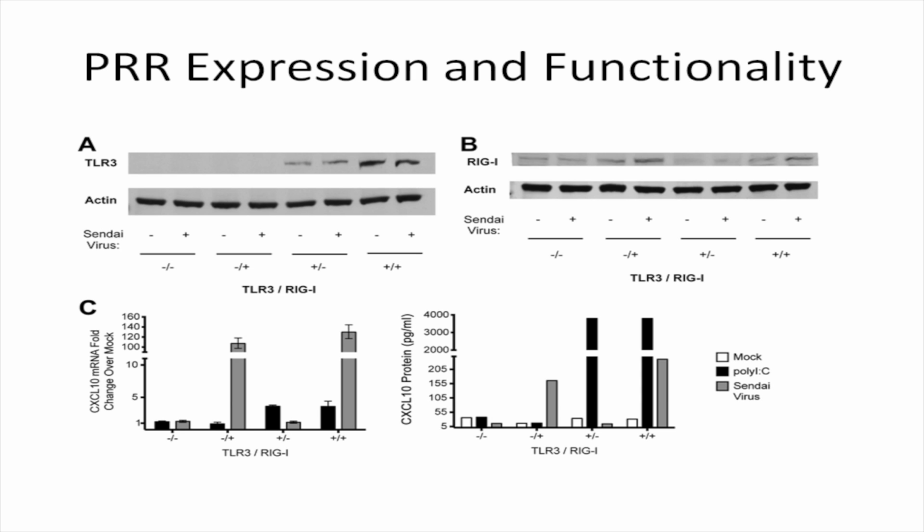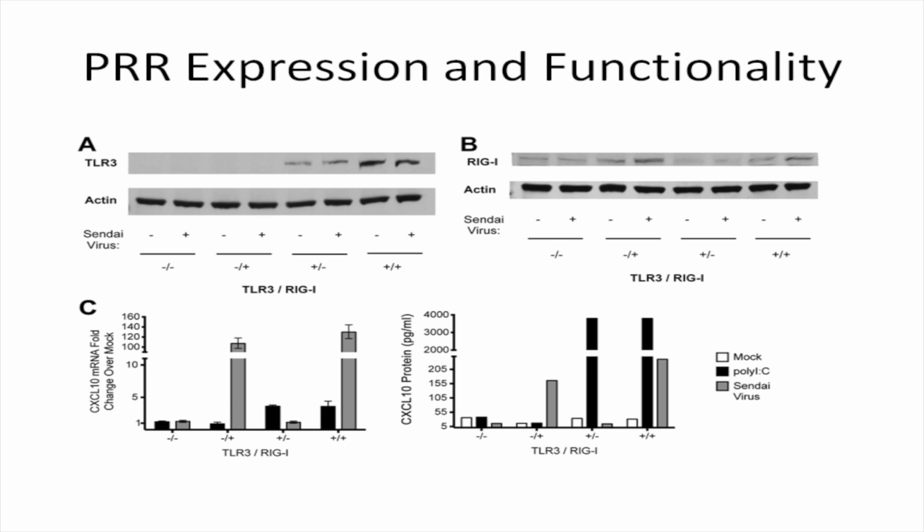Using these cell lines, we then treated them with various triggers of the TLR3 or RIG-I pathways. We simply added the synthetic double-stranded RNA poly-IC, which triggers TLR3 signaling, or we infected cells with Sendai virus, which is a known trigger of RIG-I. On the left here is the CXCL10 mRNA production, and on the right is the protein. And you can see that the cell lines responded appropriately.